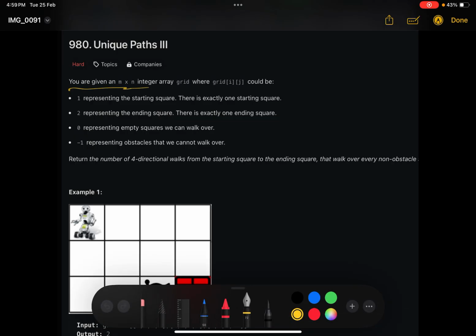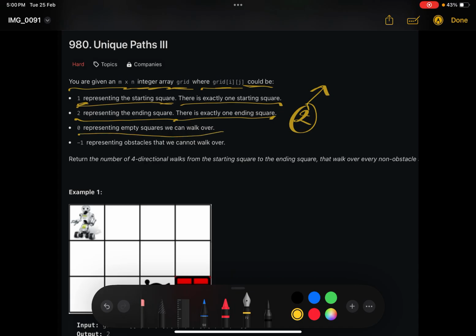You are given an m by n integer array grid, where grid[i][j] could be 1 representing the starting square. There is exactly one starting square, which means there is a grid in which one box will contain 1, and it can be at only one position. 2 represents the ending square. There is exactly one ending square, which means one cell will take the value 2, which will occur only once in this grid, and it denotes the ending square.